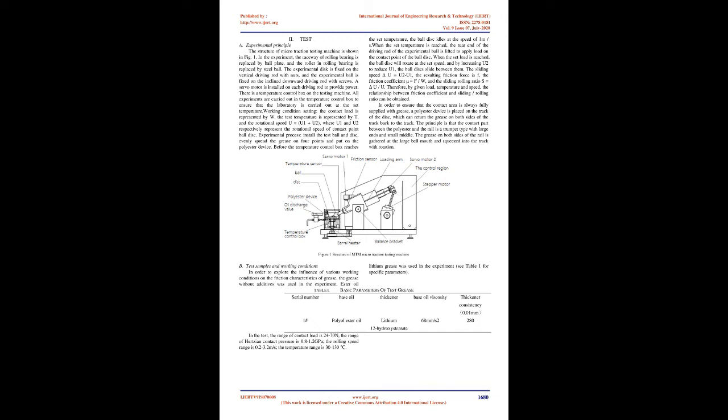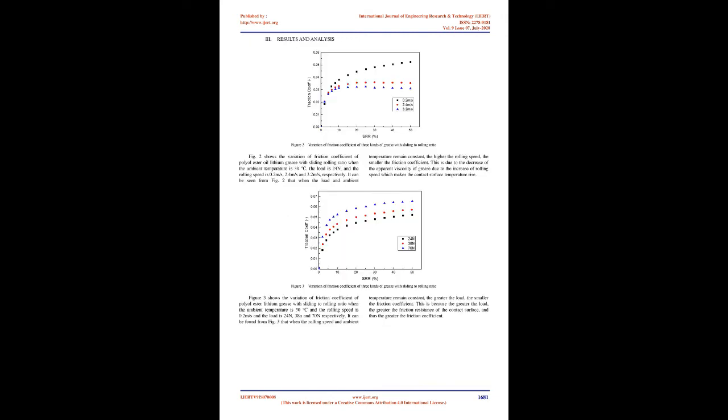In the experiment, the raceway of rolling bearing is replaced by a ball plate, and the roller in rolling bearing is replaced by a steel ball. The experimental disc is fixed on the vertical driving rod with nuts, and the experimental ball is fixed on the inclined downward driving rod with screws. A servo motor is installed on each driving rod to provide power. There is a temperature control box on the testing machine. All experiments are carried out in the temperature control box to ensure that the experiment is carried out at the set temperature.